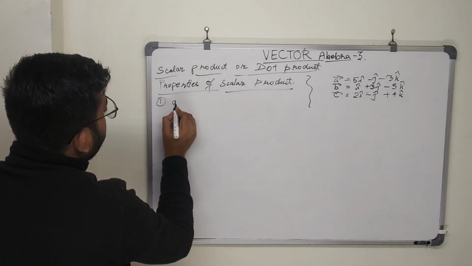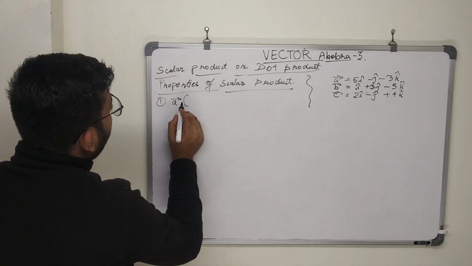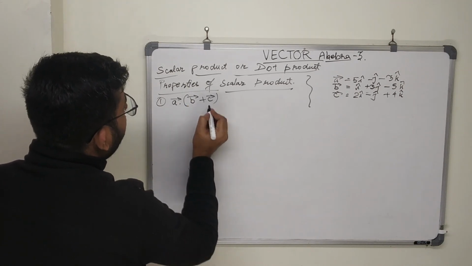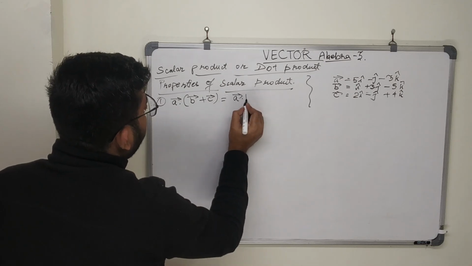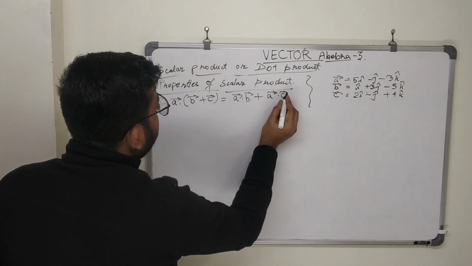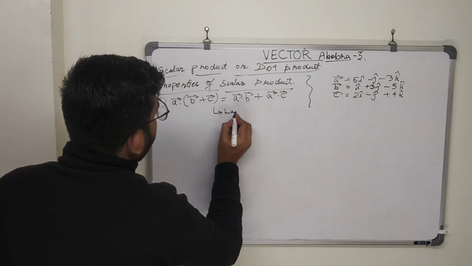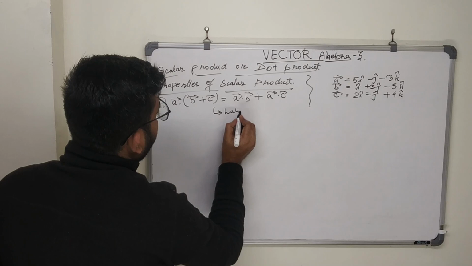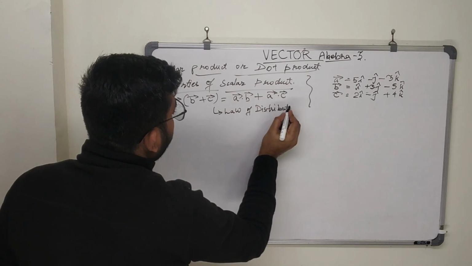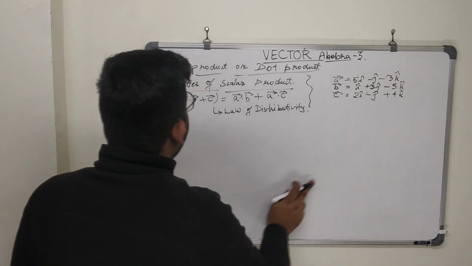suppose there is a vector, and if we are going to find the dot product of A vector with the sum of B vector plus C vector, so this can also be written as A vector dot B vector plus A vector dot C vector. So this is the law of distributivity. We will see this with the help of an example.